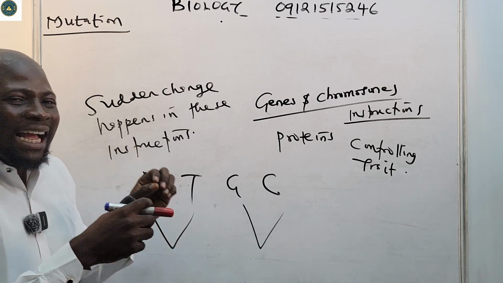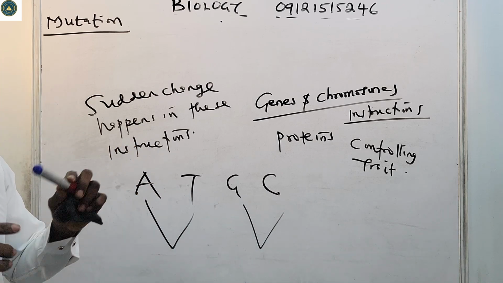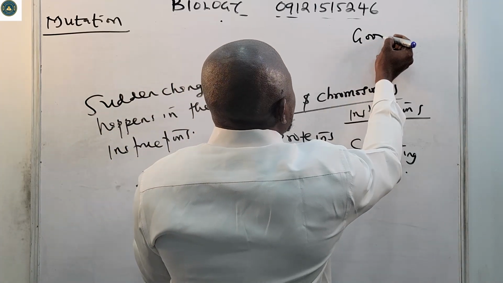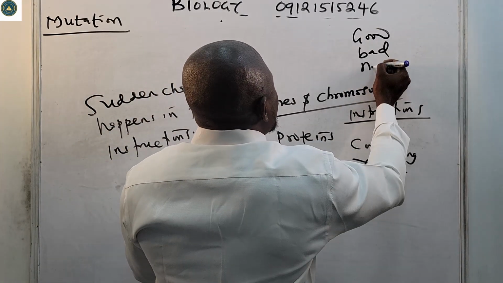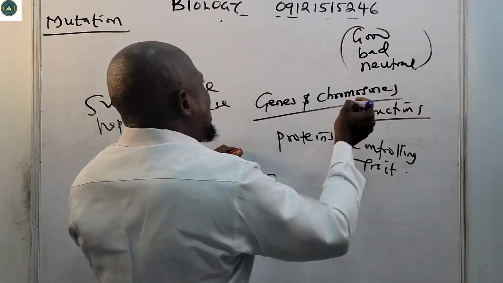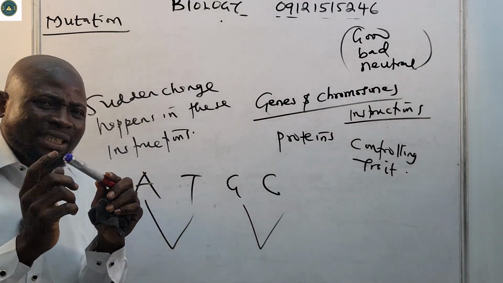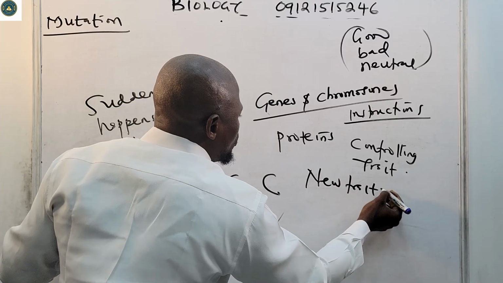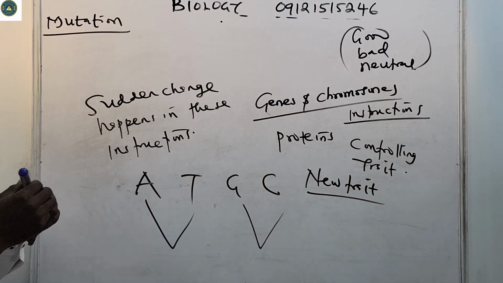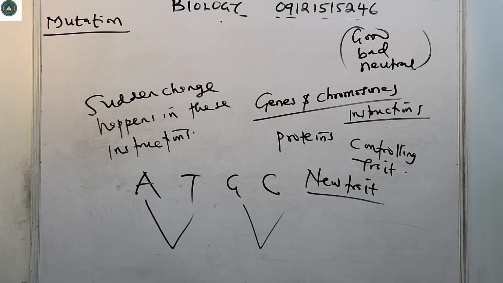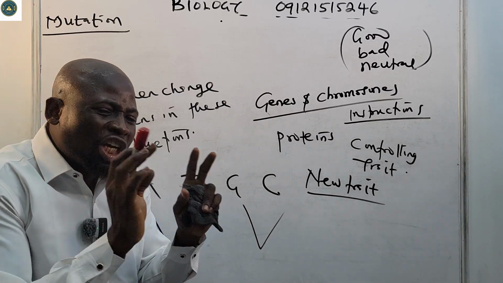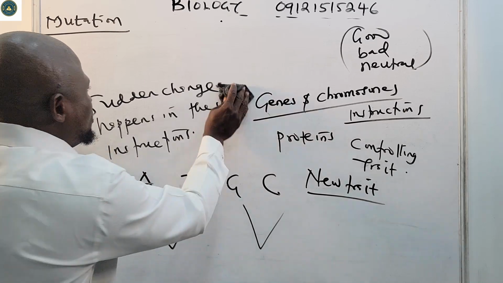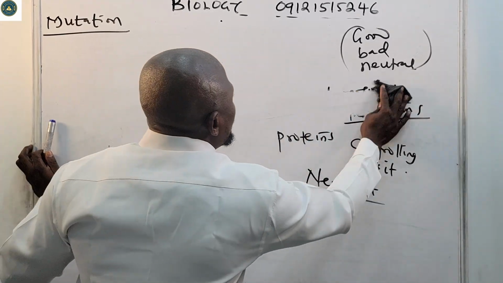A sudden change can happen in the set of instructions, and when it happens, the effects are sometimes good, some are bad, some are neutral. But what we are very sure of is that it leads to a new trait. So that is what we call mutation. It's a sudden permanent change in our gene. Let me put the full definition on the board.